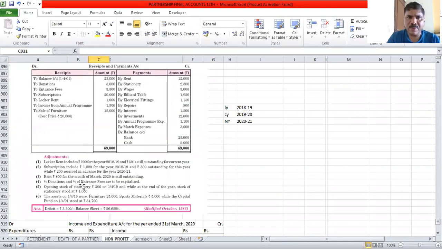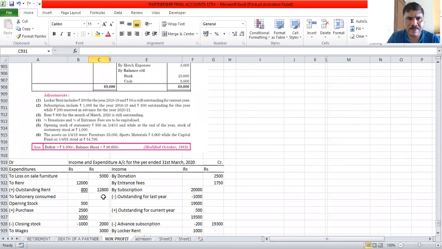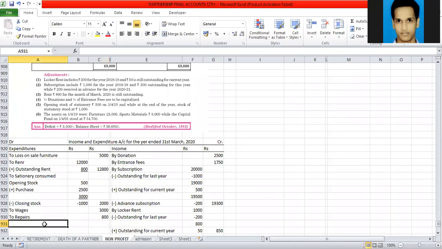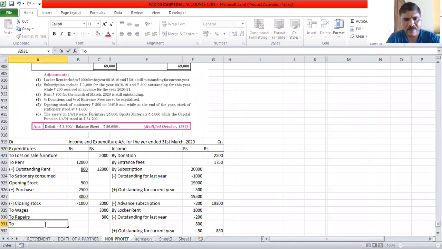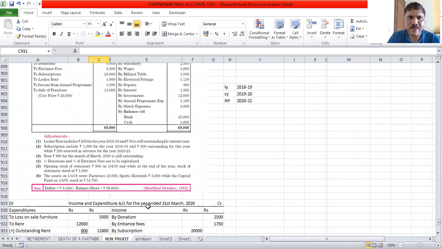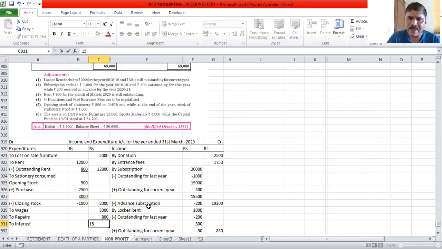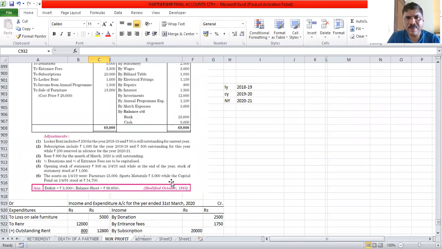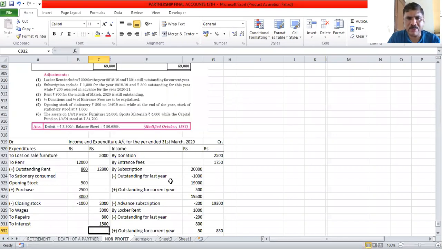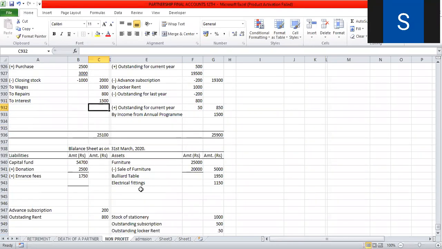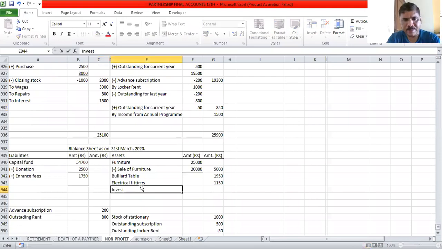Next, we have interest on the payment side. Where will you take it? Expenditure, to interest paid. When it is a payment, it is called interest paid. When it is a receipt, it is called interest received. Interest paid is an expense, interest received is an income. Next, we have investment. Where do we take investment? Asset side, investment, that is 12,000.